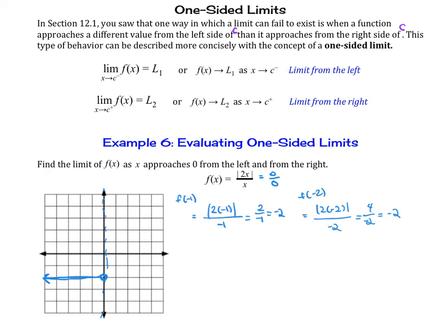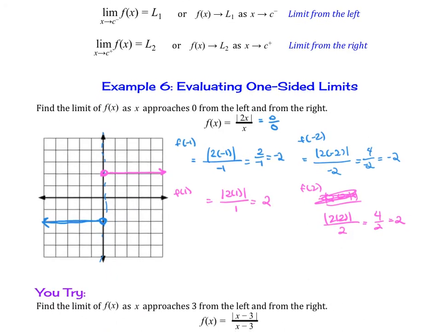Now let's go from the right. To the right of 0, let's just choose 1. We get the absolute value of 2 times 1 over 1. You will get 2. Let's try f of 2. We get the absolute value of 2 times 2 over 2, so 4 over 2, or 2. So from the right, open circle, it is always going to be here.